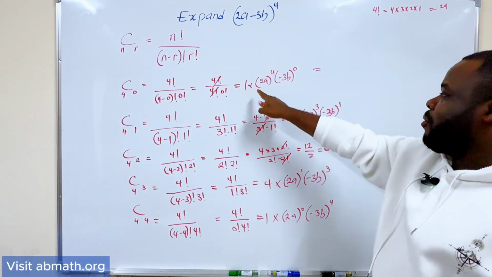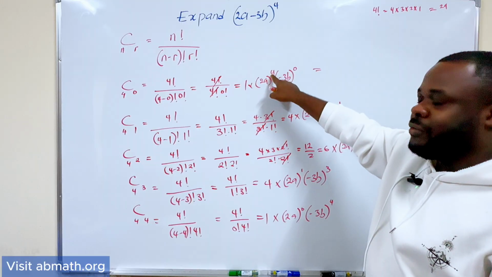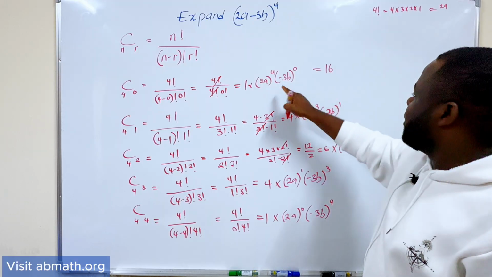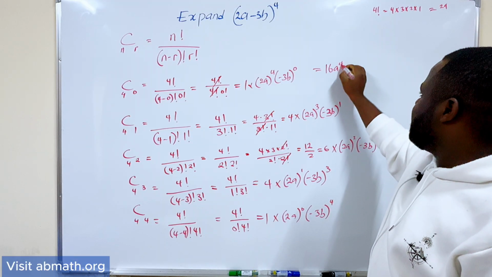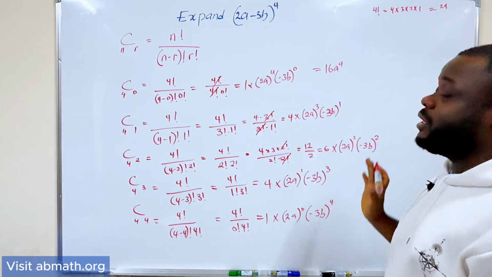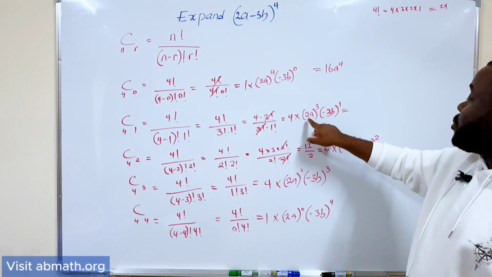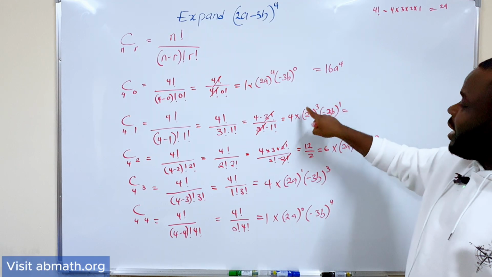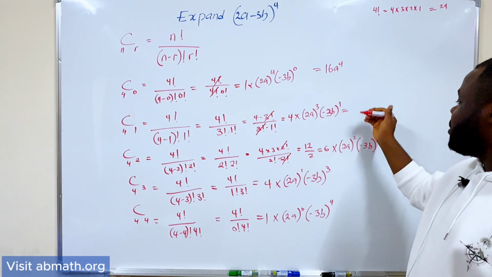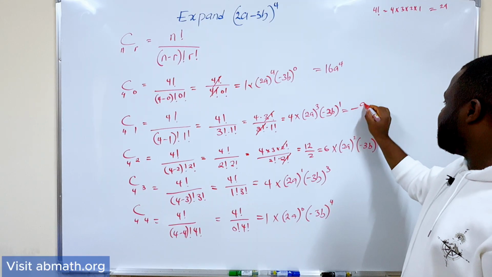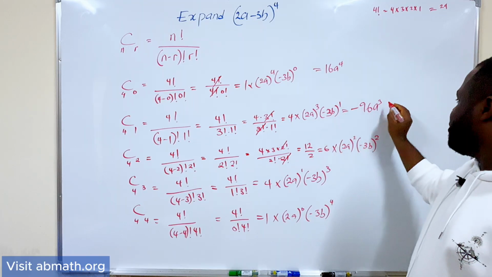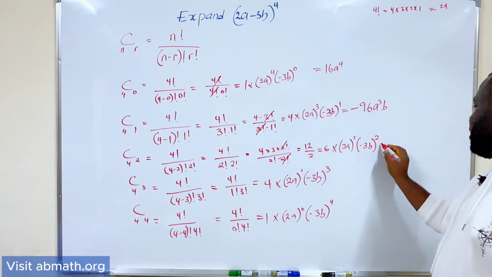So let's talk about the first one. 1 multiplied by 2 power 4. 2 power 4 is 16, right? So we now have 16a power 4, and negative 3b power 0 is 1. So this is your answer here. For the second term, 2 power 3 is 8. 8 multiplied by 4 is 32. 32 multiplied by negative 3 gives you negative 96. So we now have negative 96a cubed, then b to the 1, and you don't really write the 1.